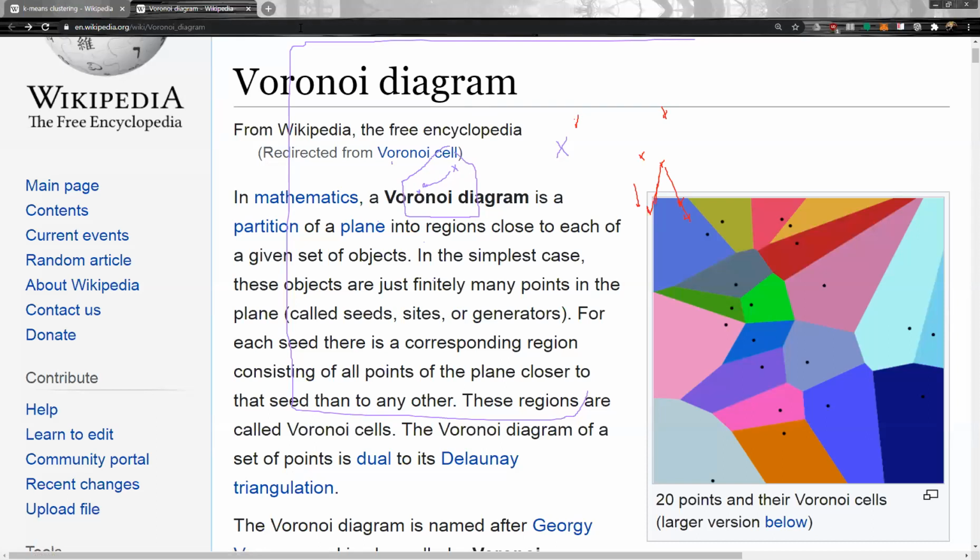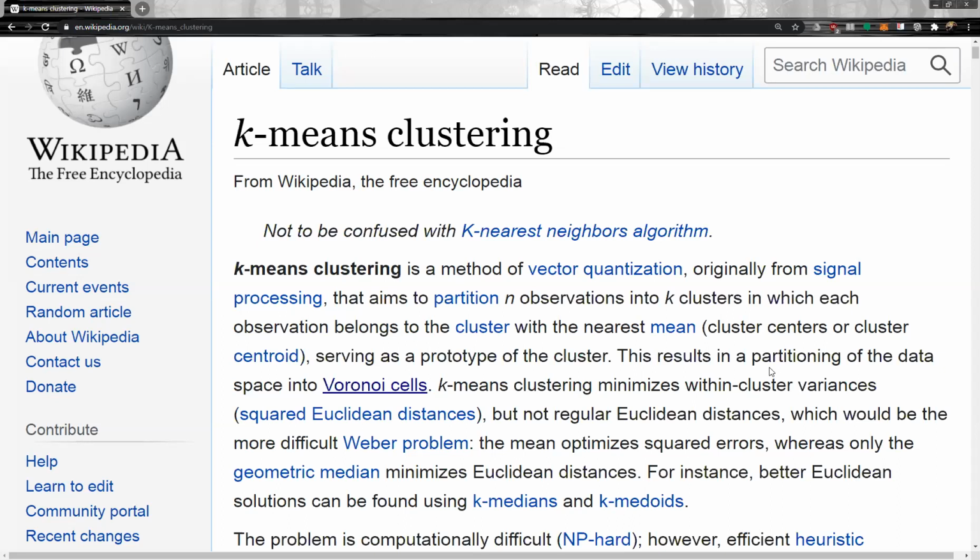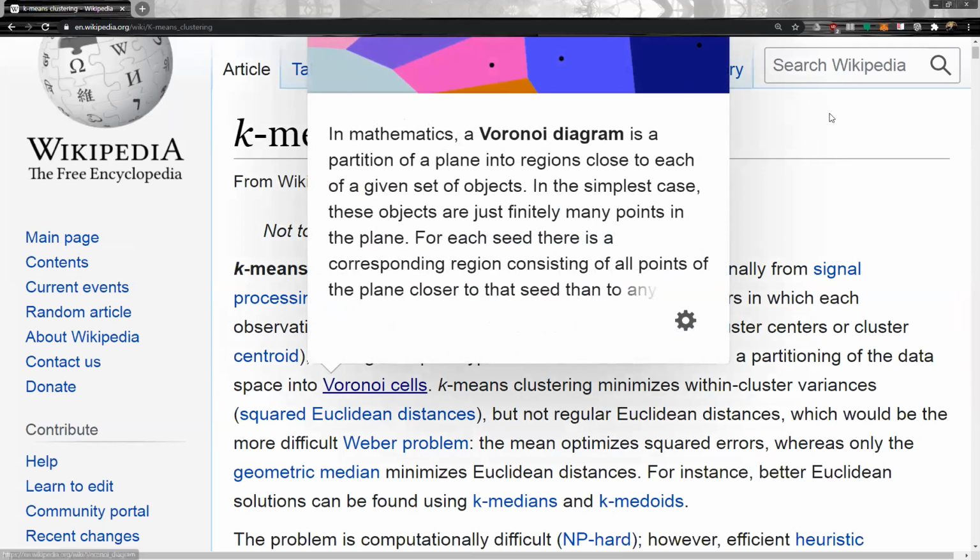Okay, so in mathematics, a Voronoi diagram is a partition of a plane into regions close to each of a given set of objects. In the simplest case, these objects are just finitely many points in the plane. Okay, so basically, therefore, this k-means clustering is basically a partition of data space into Voronoi cells.